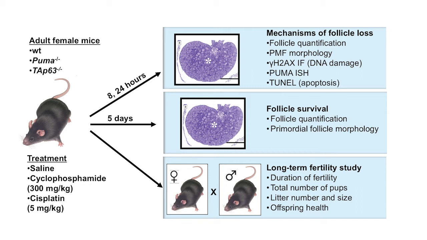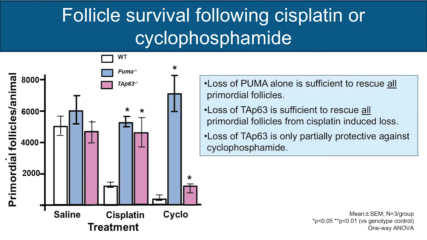She also harvested ovaries 5 days later and looked for follicle survival by doing follicle quantification, and again looking at primordial follicle morphology. And finally she did this long-term fertility study where she looked at a number of parameters, including looking at the duration of fertility, which is probably the most important marker of fertility in mice in this type of study. She looked at total number of pups, litter number and size, and also offspring health. And I'm just going to show you a couple of the highlights from this study.